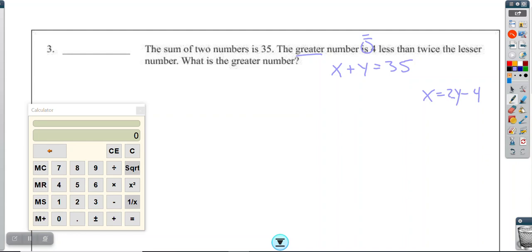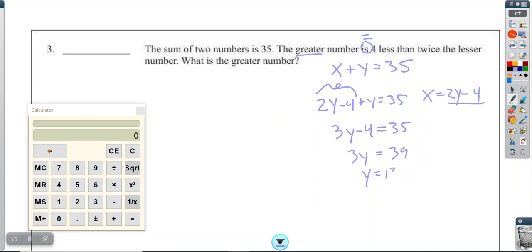Well, I just plug this in for x. So we have 2y minus 4, plus y is equal to 35. So that is 3y minus 4 is equal to 35, which means that 3y is equal to 39, y is equal to 13, but that's not our answer, because that's the smaller of the two numbers. So something plus 13 is 35, and I'm going to subtract so I don't make a mistake in my head. We get 22. 22 plus 13 is 35, so the answer is 22.